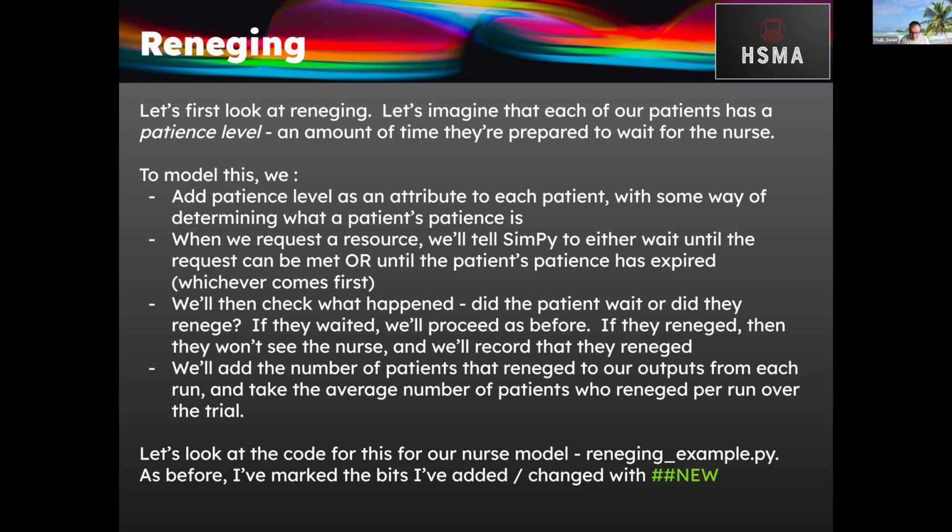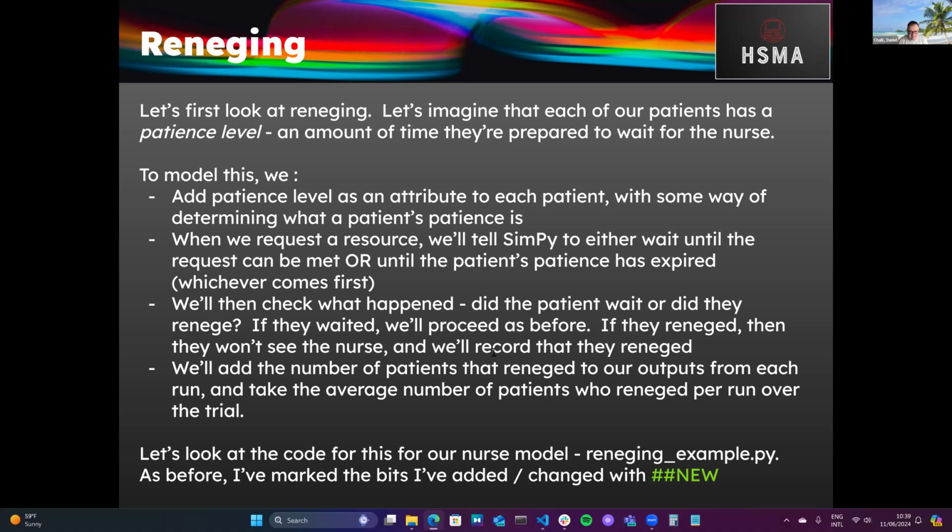If they walked out, then we make sure that they then don't see the nurse, and we'll record that they reneged. If they did wait, then we proceed as normal, and then we can add the number of patients that reneged to our results and take average results. And a lot of the changes you'll see in this are actually related to adding in extra columns of the data frame, recording how many reneged and all that kind of stuff.